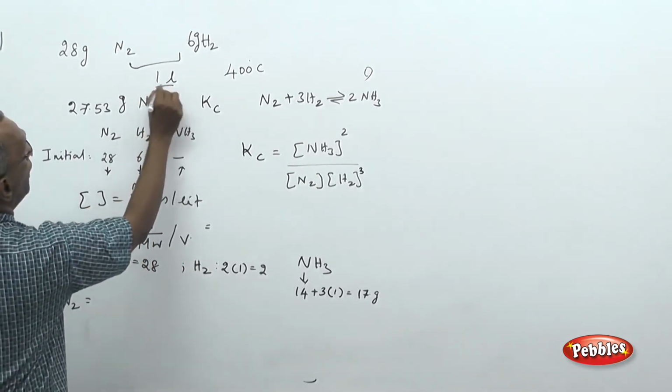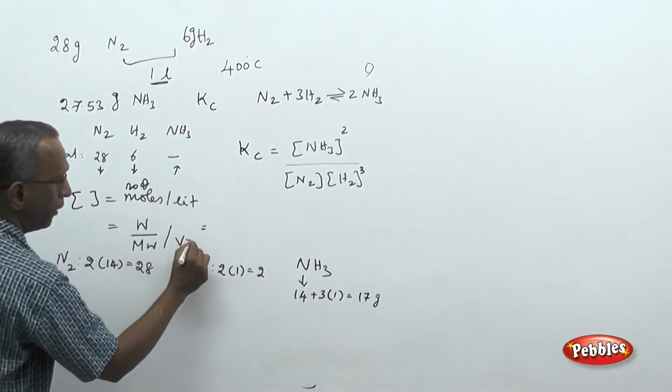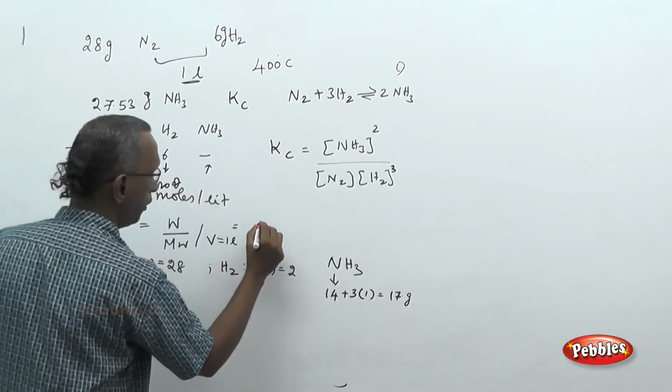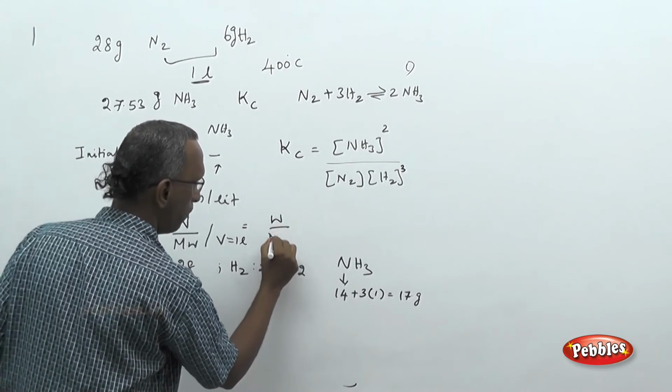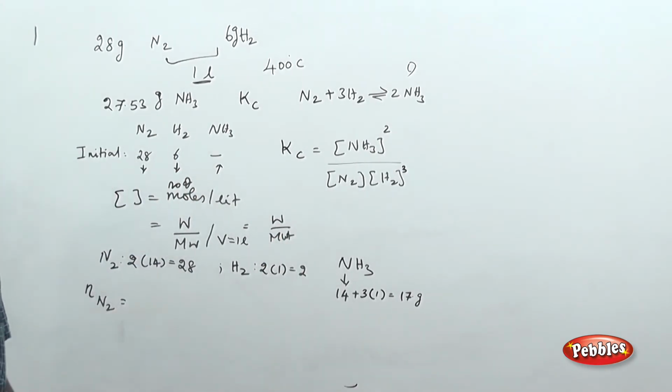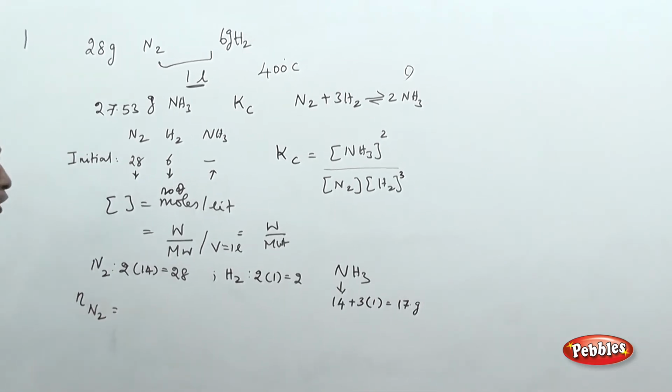Volume is always 1 liter. They are kept in 1 liter. That renders the problem easy. This can be reduced just by weight by molecular weight. Anything divided by 1 is the same number. So weight divided by molecular weight.